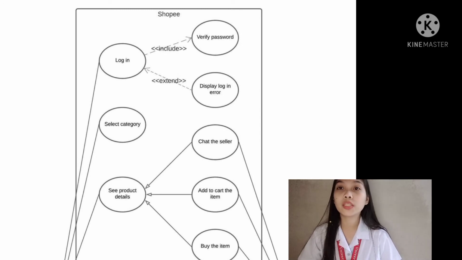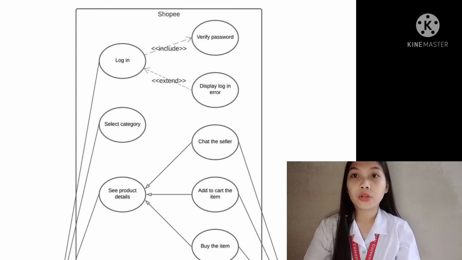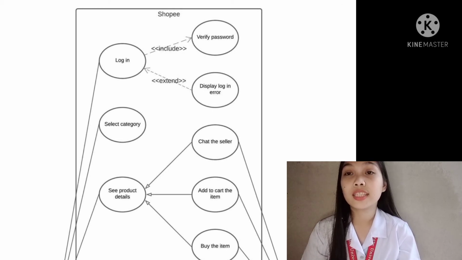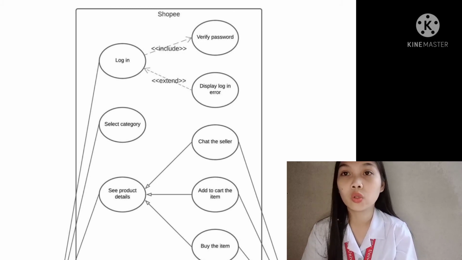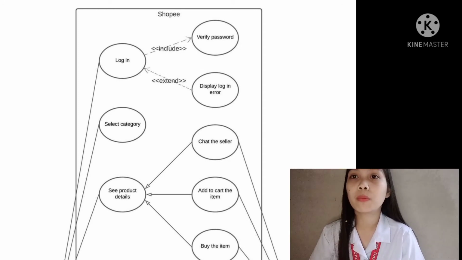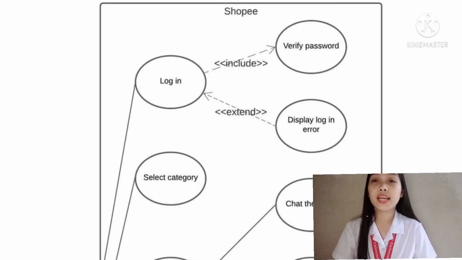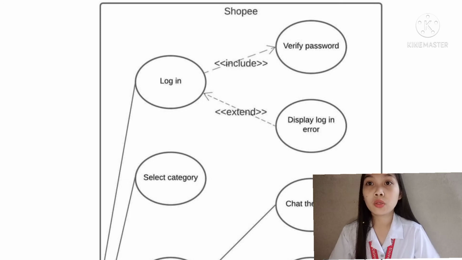Now we will discuss the relationship of the login in our Shopee app. Our actors, the seller and the customers, are directly initiating this action. This relationship is called the include relationship. The dependence between the base use case and the include use case is shown by the include relationship. Our include use case is the verify password. Now we will put include with double chevrons.